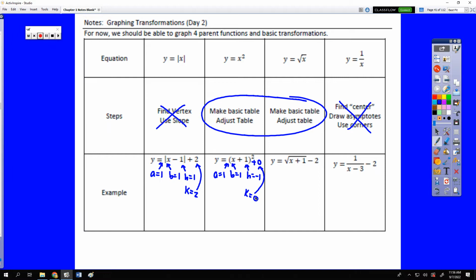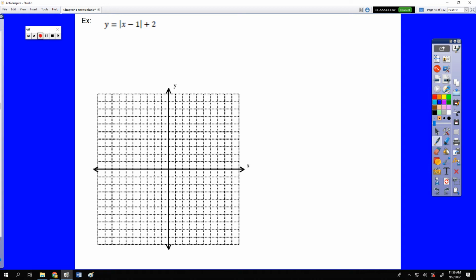So, let's jump right in here. That first example says y equals the absolute value of x minus 1 plus 2, which means we're looking at the absolute value parent.